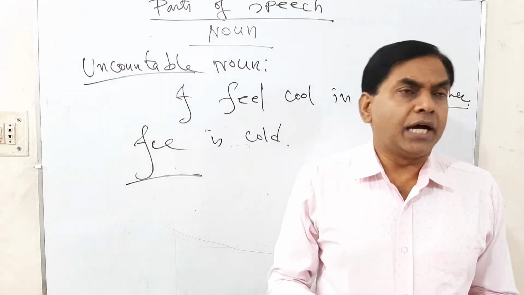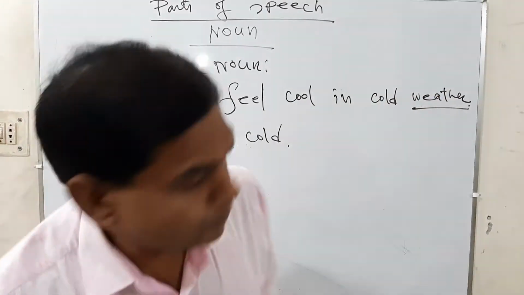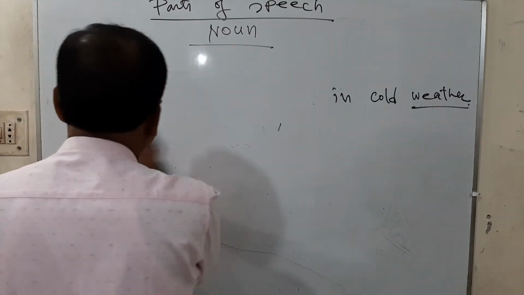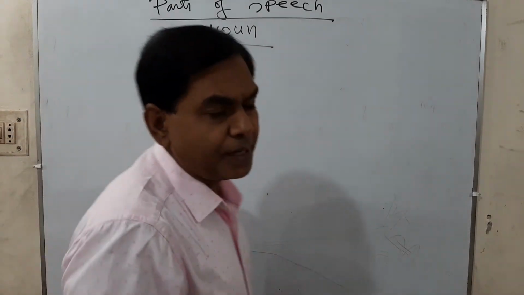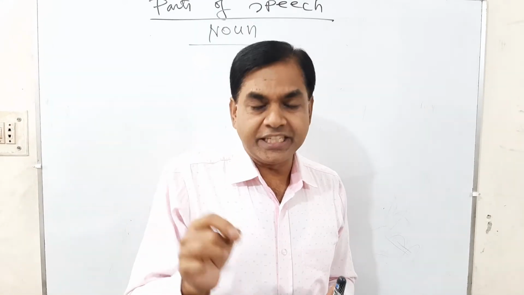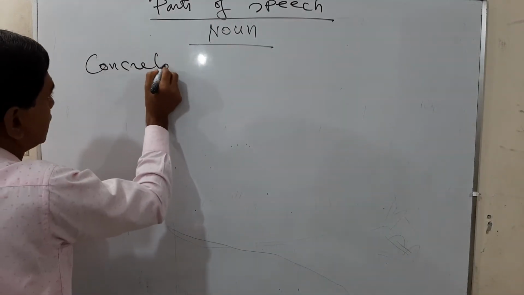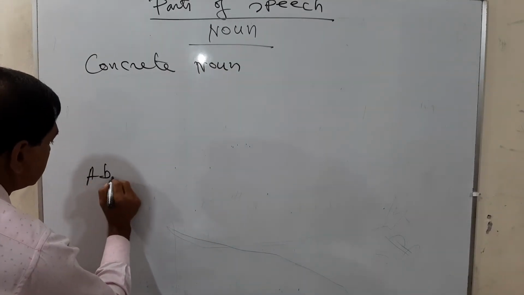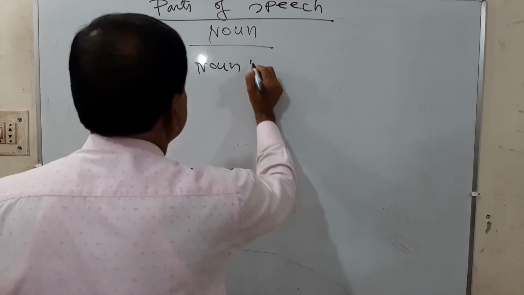Now we are going to classify according to the meaning of nouns. Look at it, please. Nouns are divided into two classes according to the action and meaning of the sentence. The first one is concrete noun, and the second one is abstract noun.